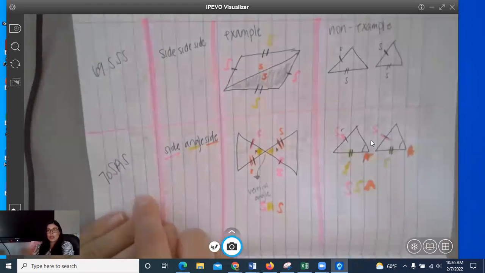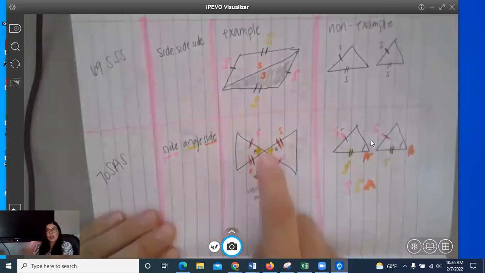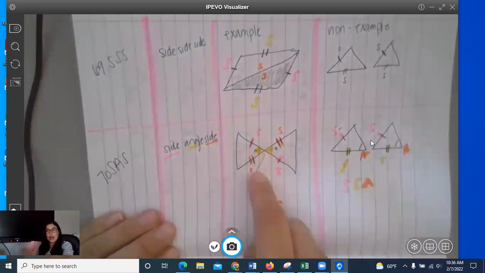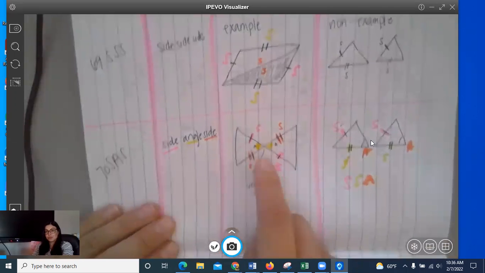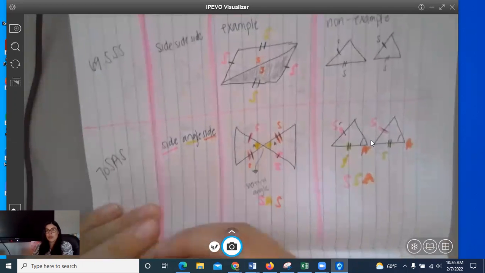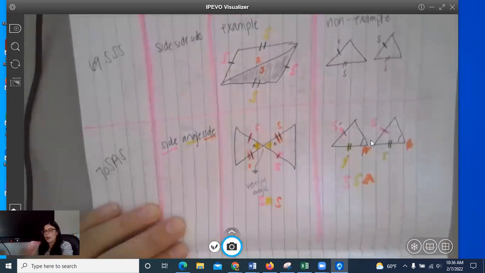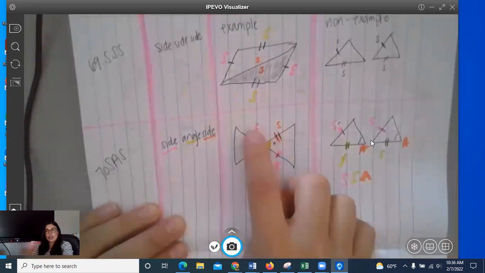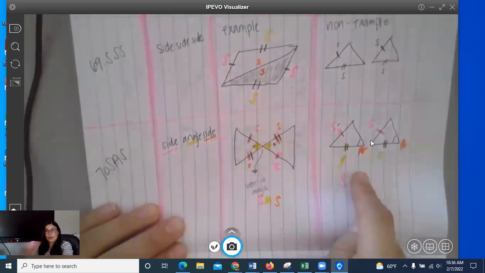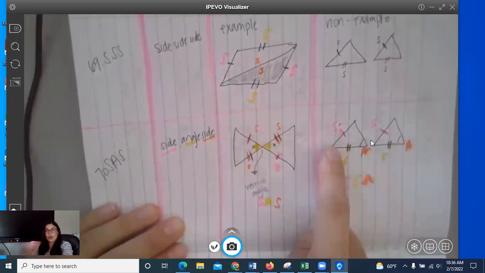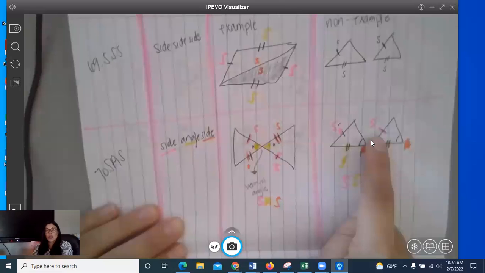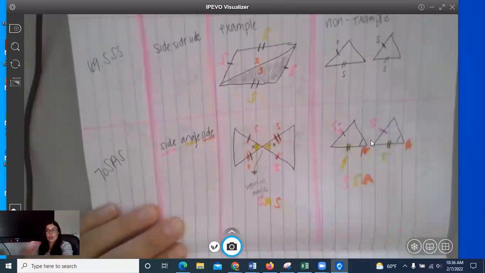SAS, page 70, side, angle, side. Here, it wasn't labeled, but right here, I've got vertical angles. They're the kissing birds from the first six weeks. We've got side, angle, side. This would be different because this would be side, side, angle. The angle marking would have to be here so that you would have the angle between the congruent sides.